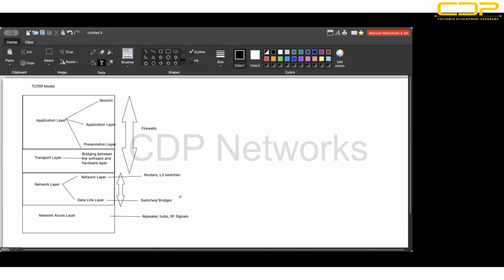Guys, any concerns till now? Do you have anything that I need to include, or do you have any questions? Feel free to ask. What is meant by RF signals? RF is radio frequency, on which your Wi-Fi wireless works. The data frames we got from the data link layer are converted into RF signals, and through the antennas on the wireless, those RF signals are transmitted and received.